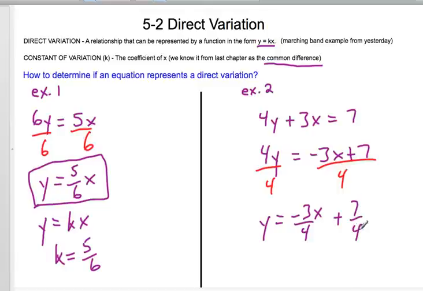What's important to see here is that in the direct variation equation, there's nothing added or subtracted from that x term. Okay, I do have a k in this case, which would be negative 3/4. But there's also this fraction being added. That is not acceptable for a direct variation, so this is not a direct variation.